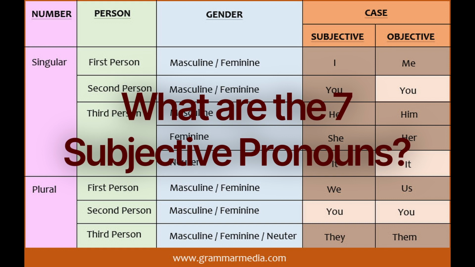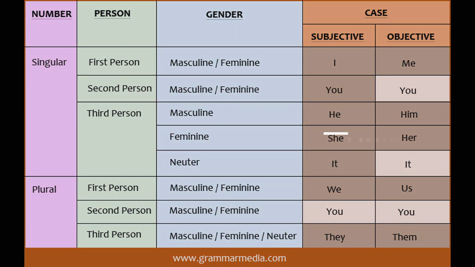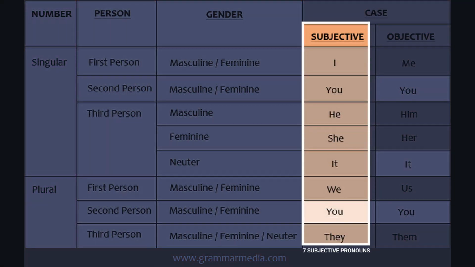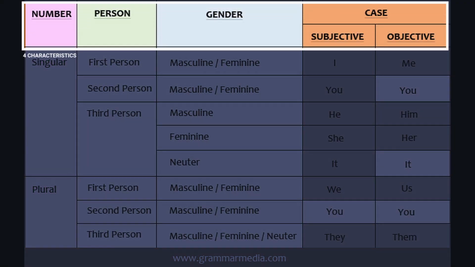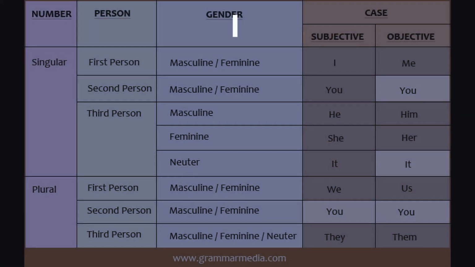What are the 7 subjective pronouns? The 7 subjective pronouns are I, you, he, she, it, we, and they. Please note, subjective pronouns are personal pronouns with unique characteristics of number, person, gender, and case.